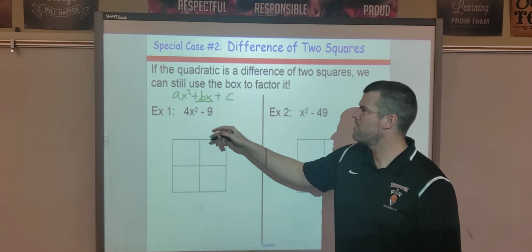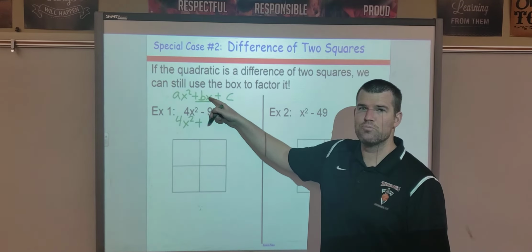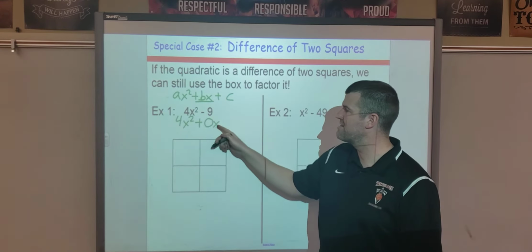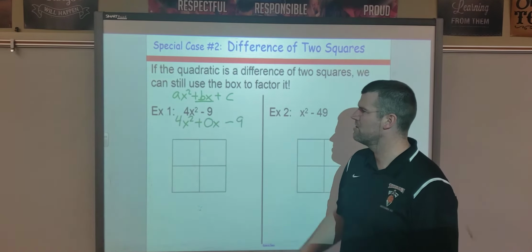So I could rewrite this problem as 4x squared plus, and then since there's no b, I can put 0x. So I'm going to rewrite it 4x squared plus 0x, and then my c value, that minus 9, would still go at the end. So by rewriting it with a 0x, we now know that if we use the box, we're still going to put our first term in the first box, last term in the last box, but now what they need to add to is 0x. So I'm going to put my 0x down here. And to multiply, I still need to multiply to this diagonal, which is negative 36x squared.